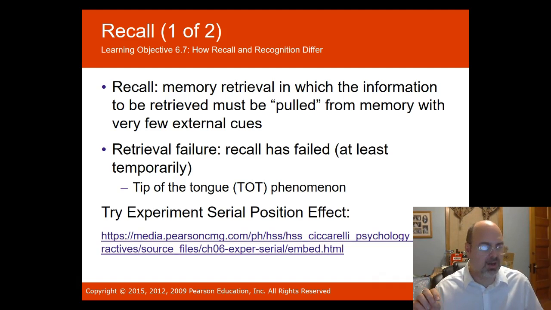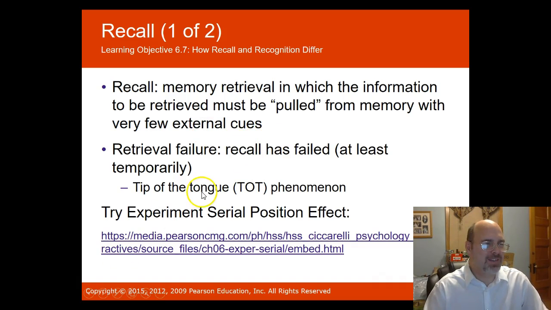Where the opposite is, where if I have some... I'm having my own recall issues right now. Retrieval failure is when recall has failed, at least temporarily. Do you ever say, oh my God, I can't think of that word, it's on the tip of my tongue? There are tests that are for recall, and then there are tests for when it's on the tip of my tongue and I can't remember.